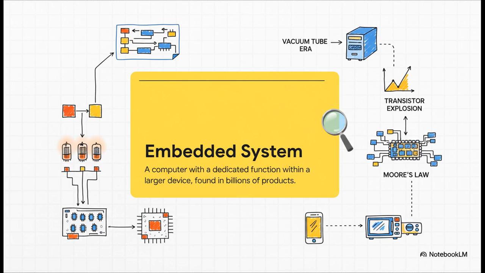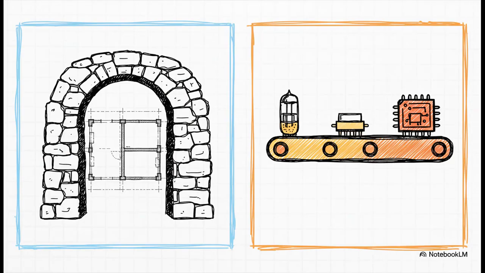Why? Because of something called embedded systems. An embedded system is basically a tiny computer with one specific job inside a bigger device. And they are everywhere, in your phone, your car, your microwave, your TV. We're talking billions and billions of them. And they all need a cheap, efficient processor that just sips power. That's ARM's sweet spot.